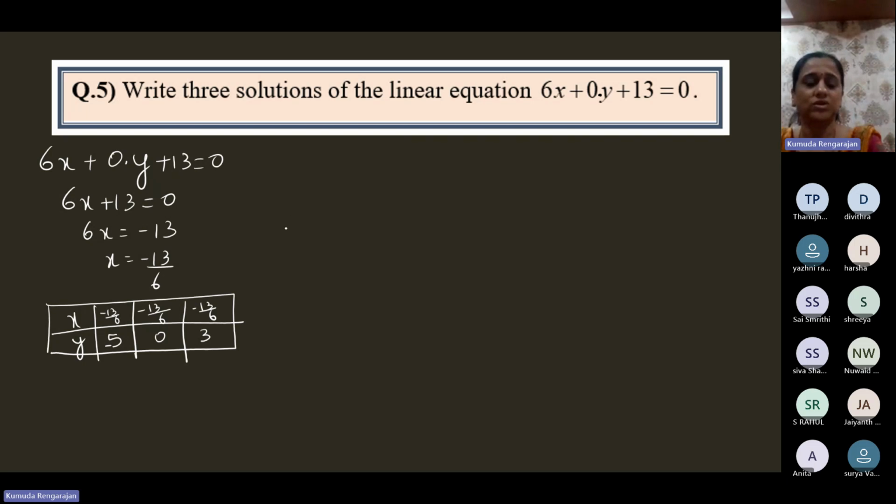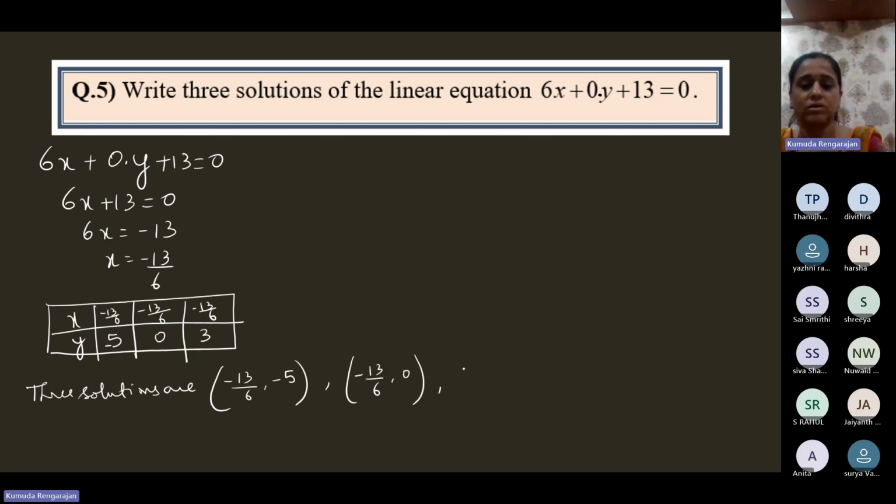So 3 solutions are minus 13 by 6, comma, minus 5; minus 13 by 6, comma, 0; minus 13 by 6, comma, 3. This is the answer.